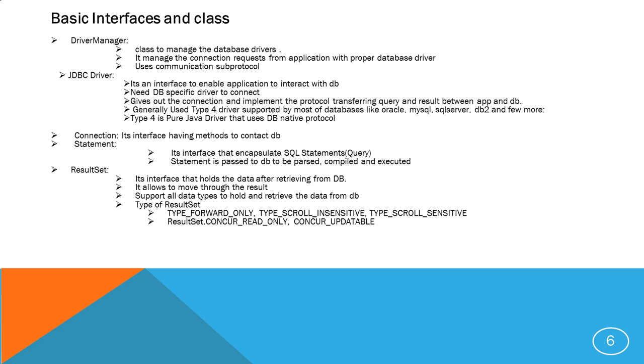Generally, what type of driver do we use? We generally use Type 4, which is called the pure Java driver. It is supported by most modern databases like Oracle, MySQL, SQL Server, DB2, and a few more. Type 4 is a pure Java driver that uses the DB native protocol. Connection is the interface having methods to connect to the database.